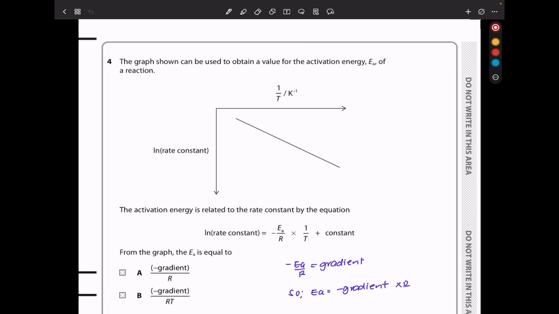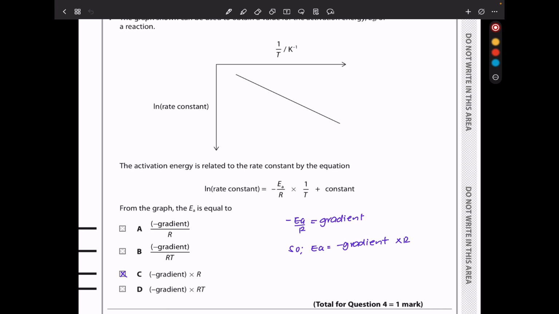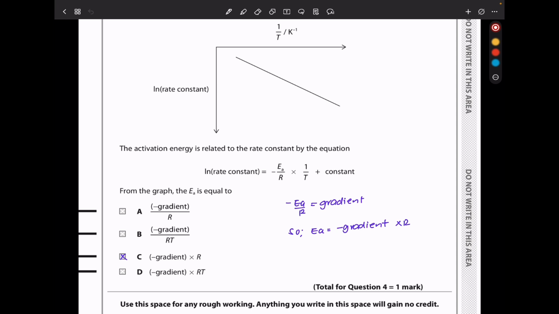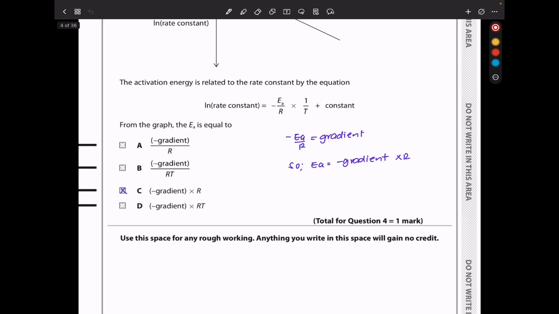In question 4, the graph shown can be used to obtain a value for the activation energy Ea of a reaction. So this is the graph given to us, and they say the activation energy is related to the rate constant by the equation. This is the equation. From the graph, this is in the form y = mx + c, where m is going to be the gradient. So the gradient is equal to negative Ea over R. And so Ea is going to be negative gradient times R, so the answer should be C.